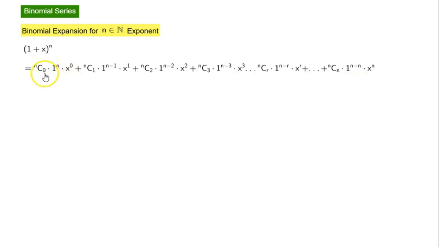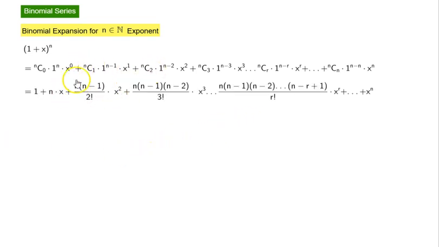So here what is happening is that the subscript of C is increasing: 0, 1, 2, 3, 4, and so on up to n. The power of 1 is reducing: n, n minus 1, n minus 2, n minus 3, and so on up to n minus n. And the power of x is increasing from 0: 0, 1, 2, 3, and so on.